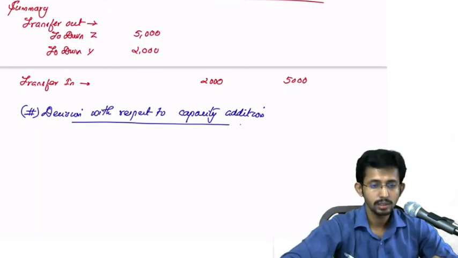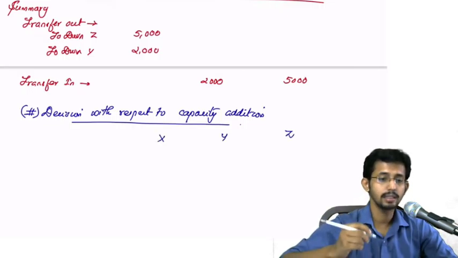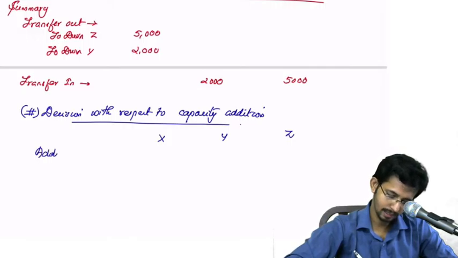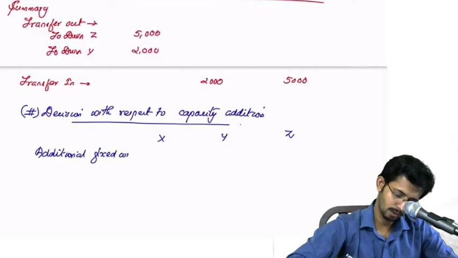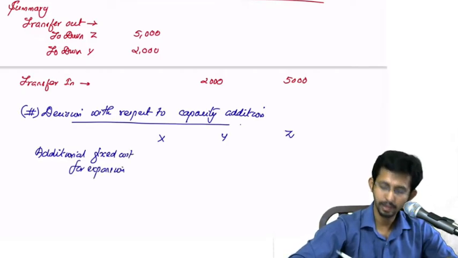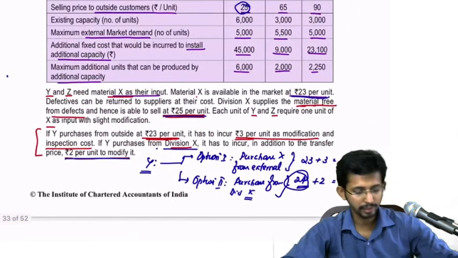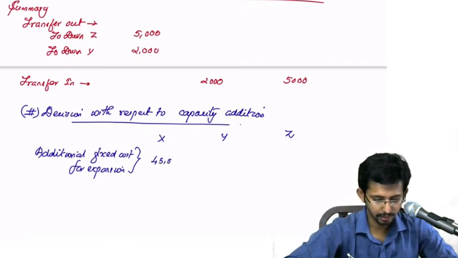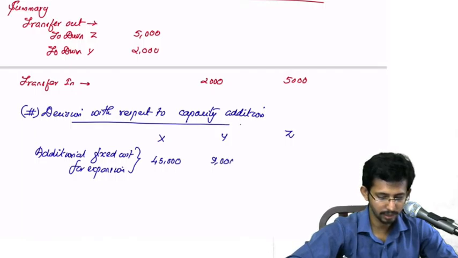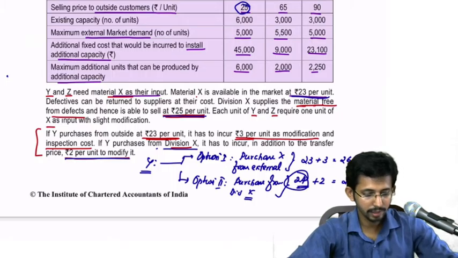Okay, so here you have X, Y and Z. Now additional fixed cost for expansion. What is the fixed cost for expansion? They say that 45,000, 9,000 and 23,100.